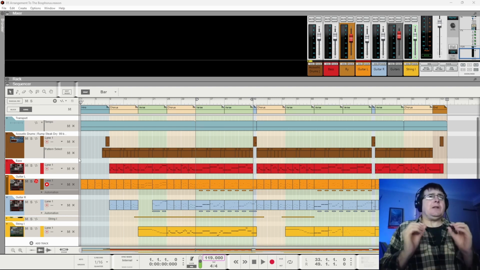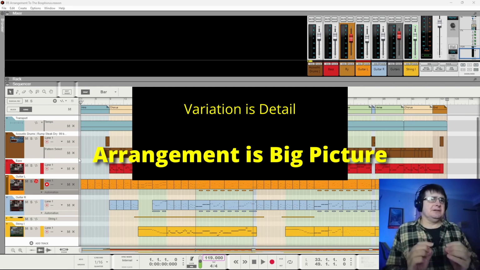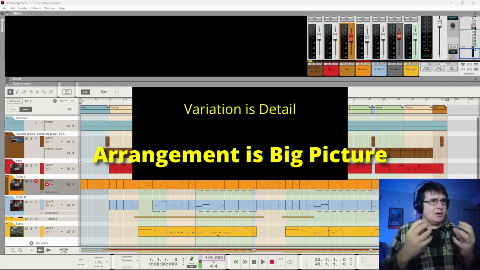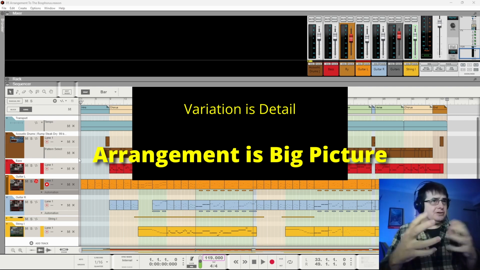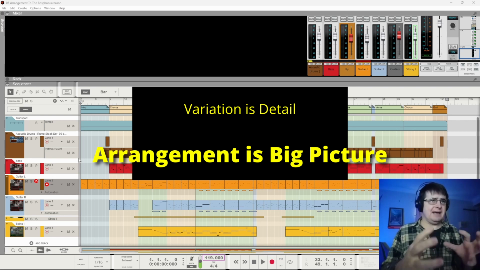Alrighty, the variation that we looked at last week is the little brother, and you notice we did look at some arrangement. Arrangement is high level, so it's big picture from which we work on the little details. The arrangement is the chapters of the book. The variation is what's inside the chapters, and the two must work hand in hand. Often I see them not working hand in hand, and that's where things go wrong.